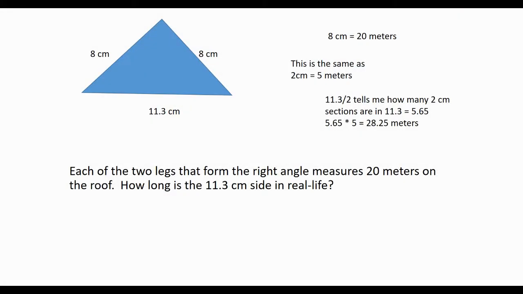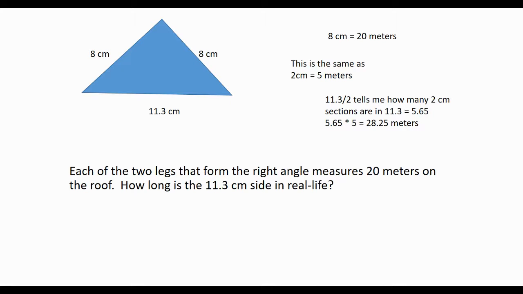Hello guys, I am getting lots of questions about this triangle example in the scale drawings unit, so I just wanted to do one similar to that. So here is my triangle. The legs form the right angle there, and each one is 8 centimeters. And in the question, it says each of the two legs that form the right angle measures 20 meters.